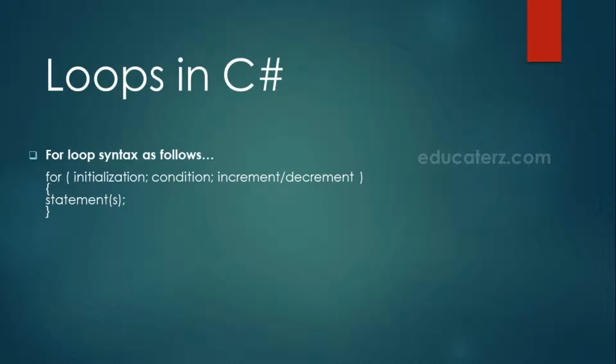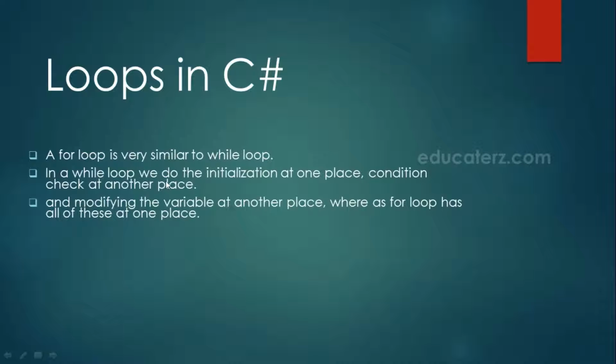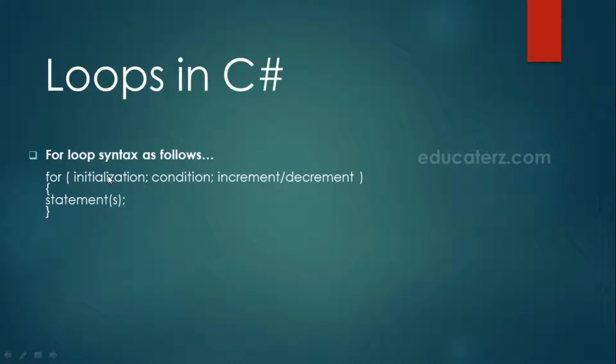The for loop syntax is as follows. For is a keyword, then initialization, then condition, then increment or decrement. Then the statements will be there. So the for loop will keep on iterating until this condition is met. A for loop is very similar to a while loop. In a while loop, we do the initialization at one place, the condition check at another place, and modifying the variable at another place, whereas a for loop has all of these at one place: initialization, condition, increment or decrement.